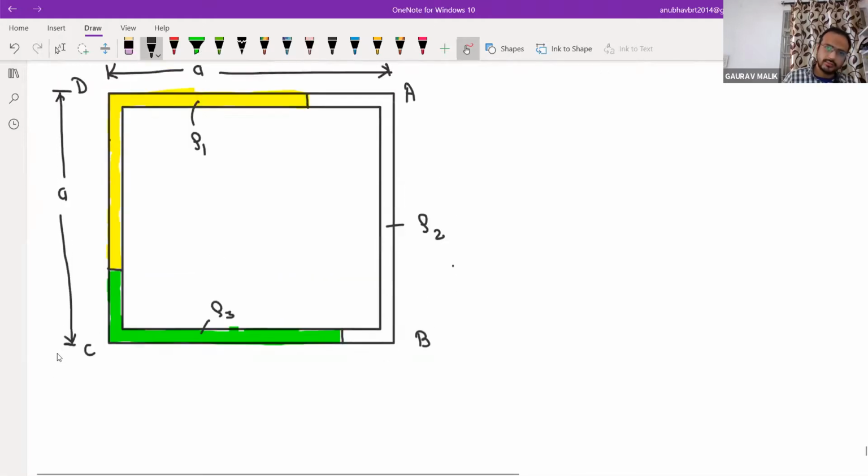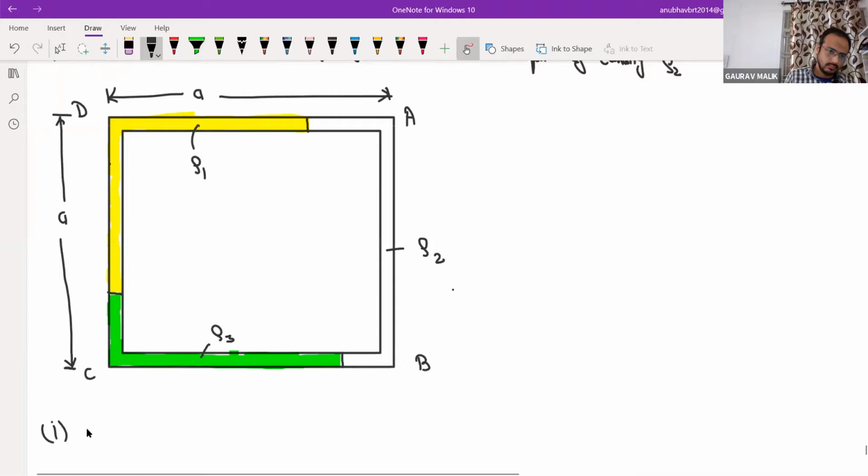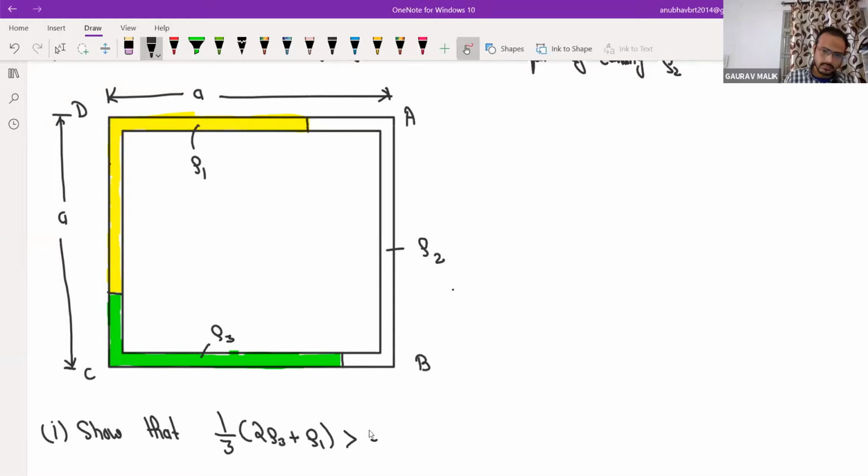Write down the first part. Show that 1 by 3, 2 rho 3 plus rho 1, is greater than rho 2, which is greater than 1 by 3, rho 3 plus 2 rho 1.